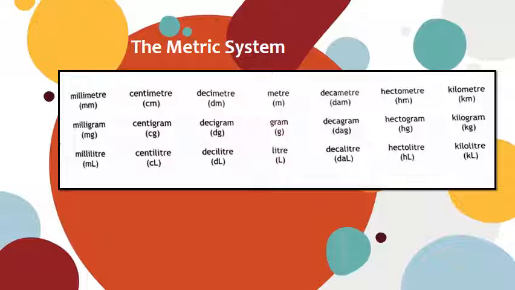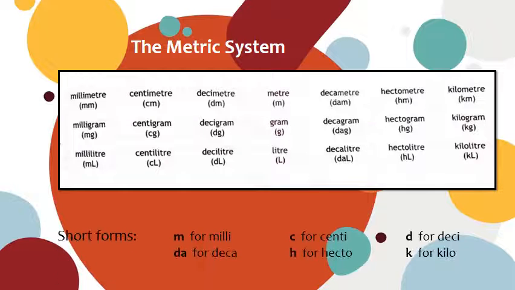Now, from this chart, you can very well understand that units smaller than a basic unit are named by adding milli, centi, deci and so on before the basic unit, while the units larger than a basic unit are named by adding deca, hecto, kilo and so on before the basic unit.